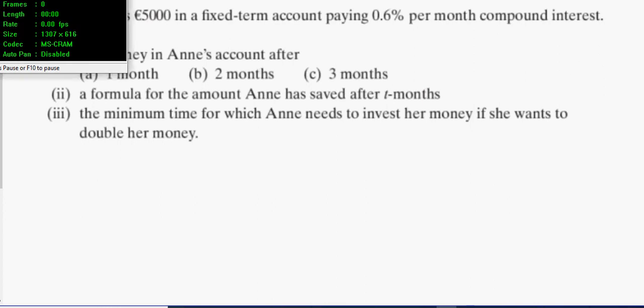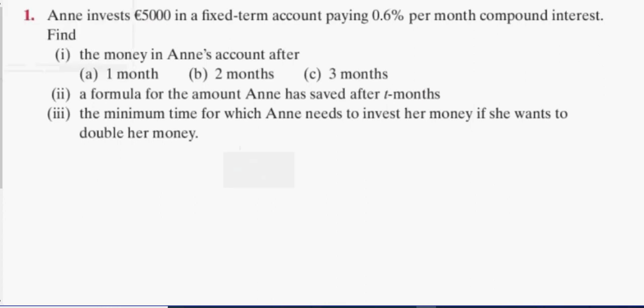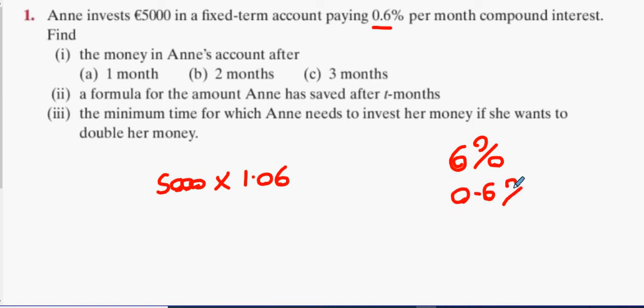Alright. Anne invests €5,000 in a fixed term paying 0.6% of compound interest per month. Does anybody know a quick way to increase something by 0.6 of a percentage? Let's make this easier. How do I increase something by 6%? Multiply by 1.06. Everybody cool with that? How would you increase something by 0.6 of a percentage?